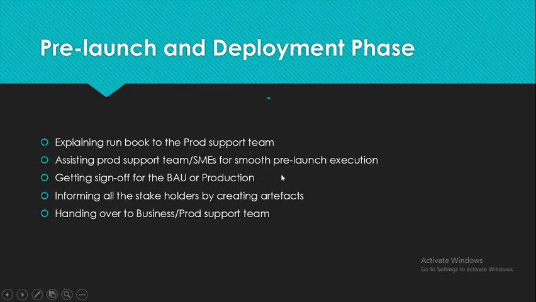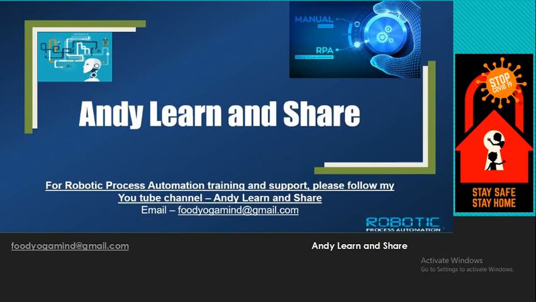And then you will have to explain the runbook to the production support team, so that in future, during production, if they find any issues or want any contacts, it is clearly explained in that book. You'll have to get all the sign-offs for BAU or production, get all the required information, and inform all the stakeholders that it is ready for the deployment phase. And finally you will have to hand over all the artifacts and documents to the production support team and the business. So this is the entire responsibility of the business analyst in the robotic process automation life cycle.